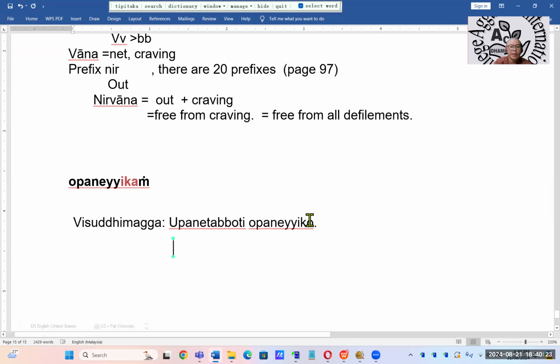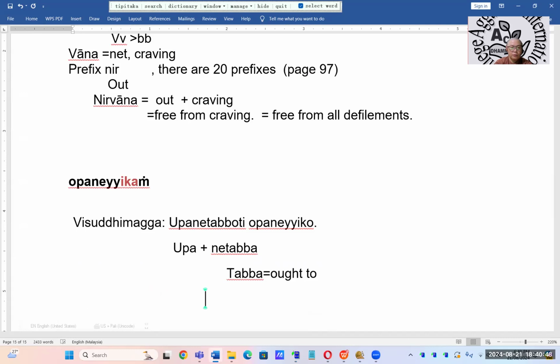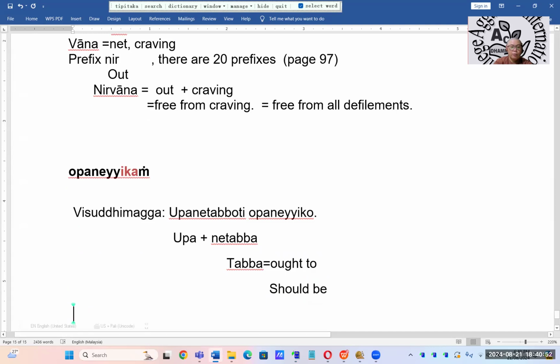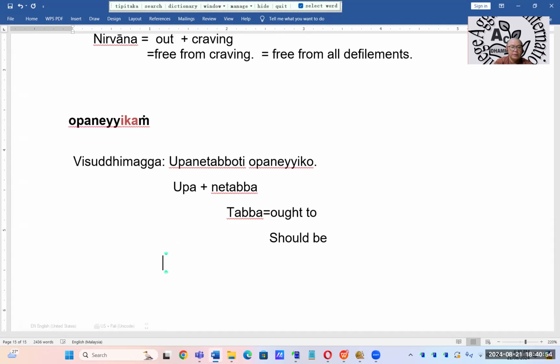Opanaiko is actually explained by this one. Upanetabo. So you have the word upa plus the word netabo. Okay, that's one way we can look at it. So netabo means netaba, right? So we already see just now the word taba means ought to or should be, okay? Now, so upa, okay, now the root is ni.